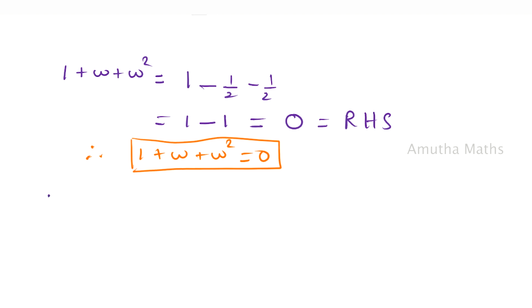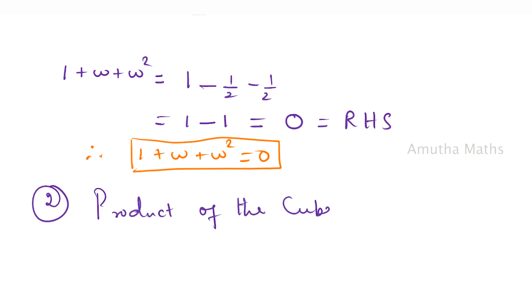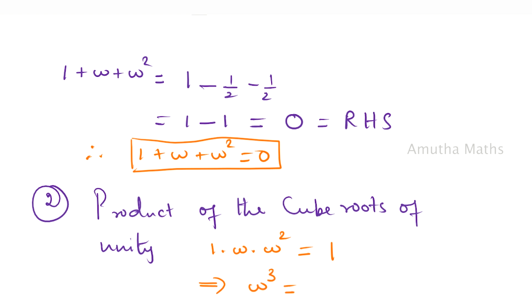Okay, now what is the second property? Product of the cube roots of unity. That is, so product of the cube roots of unity is 1 into omega into omega square is equal to 1. That is, which implies omega cube is equal to 1. Okay, so this is the second property. Product of the cube roots of unity is 1. Right? So if you multiply all the roots, I get 1.